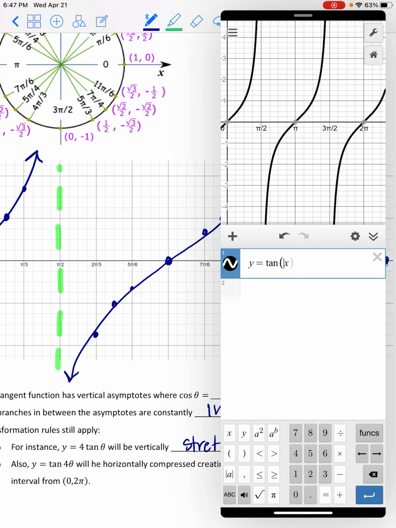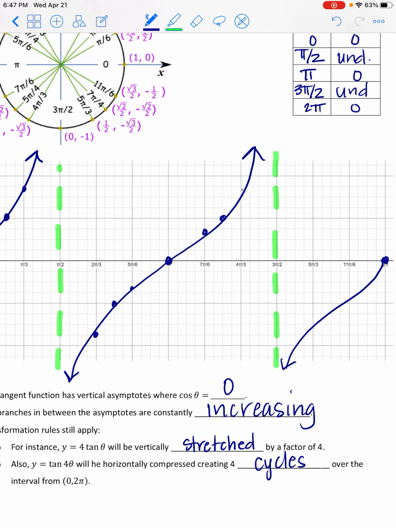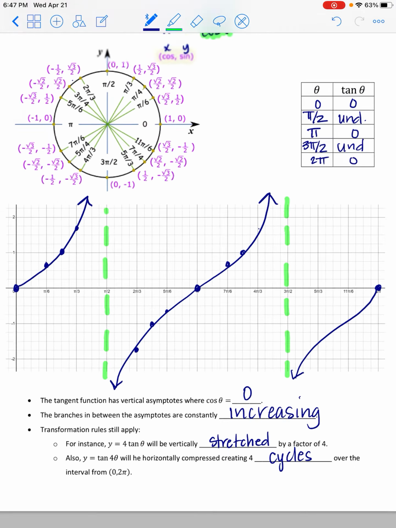And if I put a 4 here, you're going to see instead of those 3 pieces, a whole mess of them, right? All of those in there. 4 cycles, so 4 times 3, there's 12 pieces happen in there. It's a lot, all right? So the same transformation rules apply.